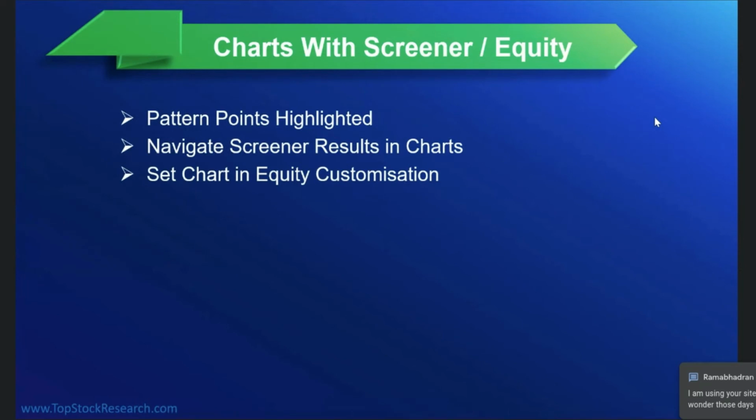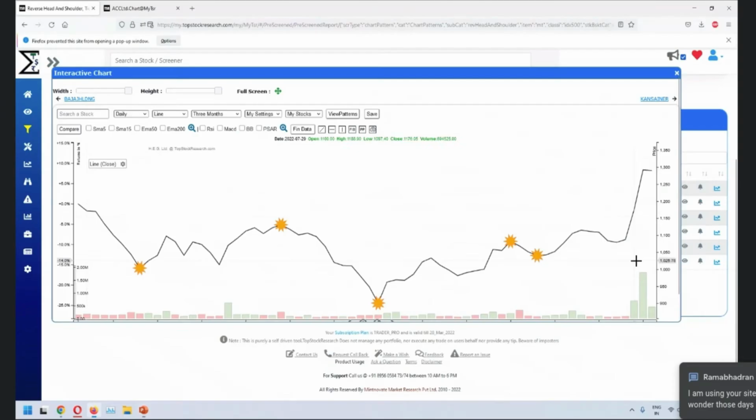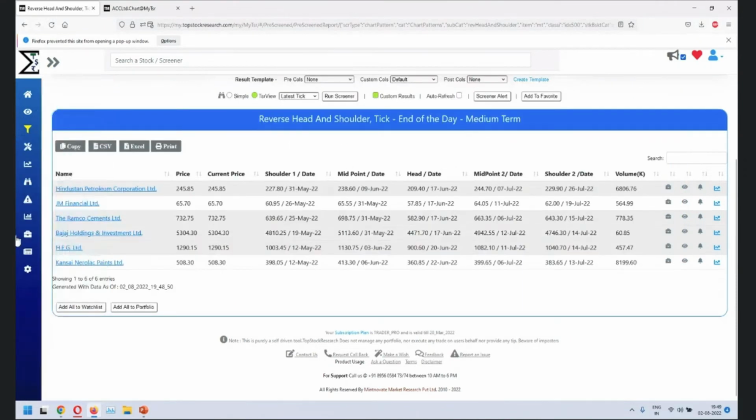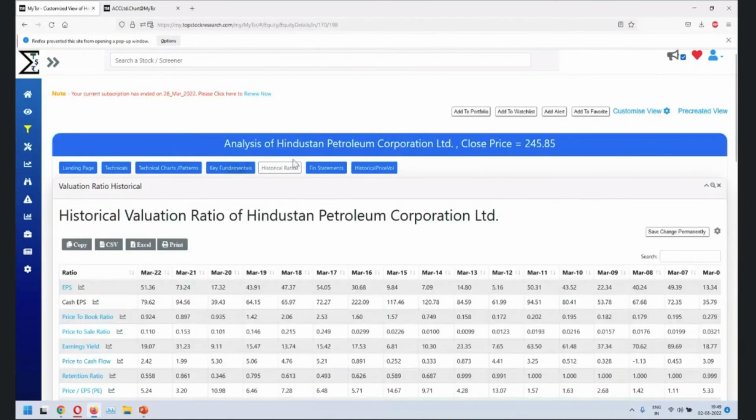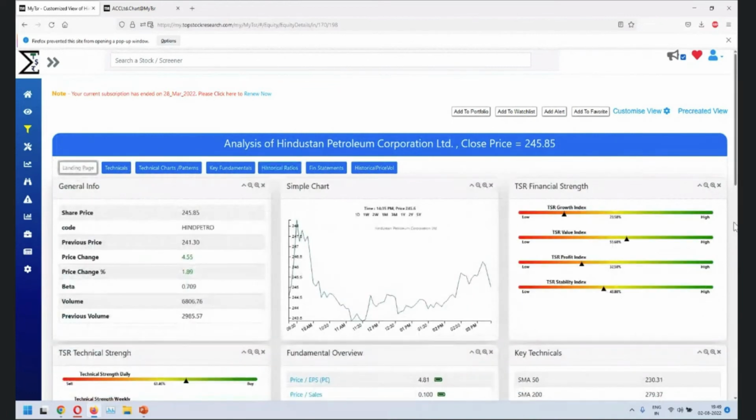Third is set chart in equity customization. Now, apart from the screener, what you can do is go to the equity of your choice. You go to customize view. Now, this view is fully customizable. Anybody who has attended our previous session would be familiar with this. Basically, you can have your landing page.